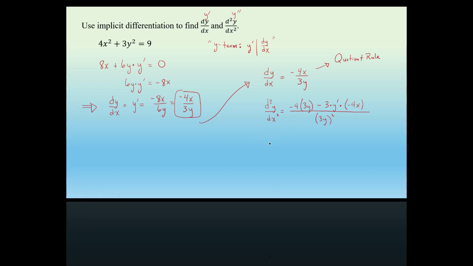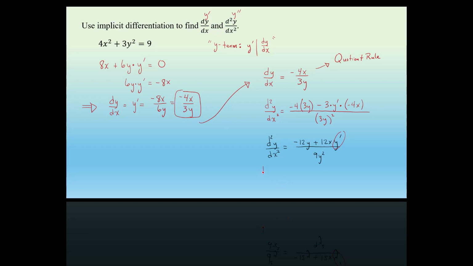So of course we can clean this up. Negative 12y plus 12xy prime all over 9y squared. And because I'm human, I need to check my work. I make mistakes. Negative 12y, positive 12xy prime. All right, one last step to do. I have a y prime here. Instead of the y prime, I'm going to replace it with what y prime actually is, negative 4x over 3y.